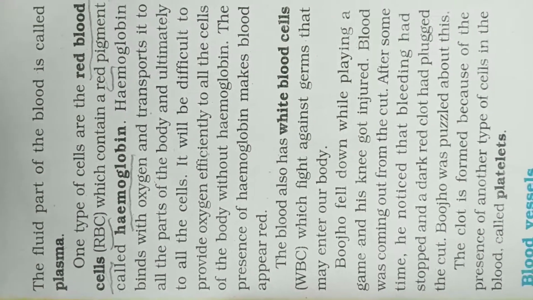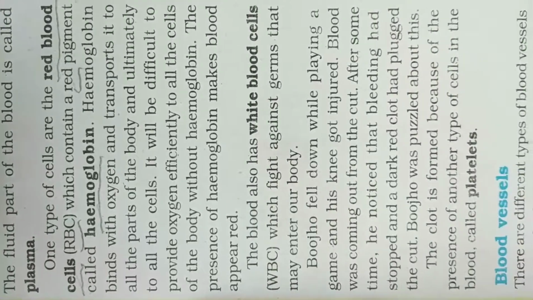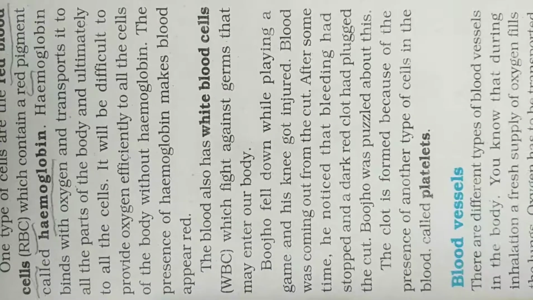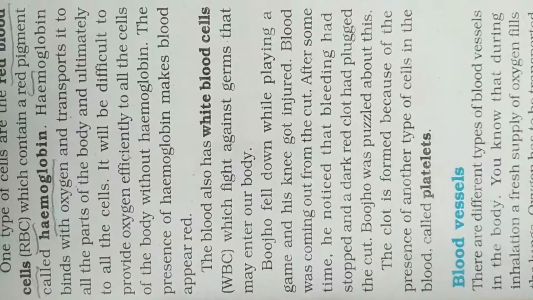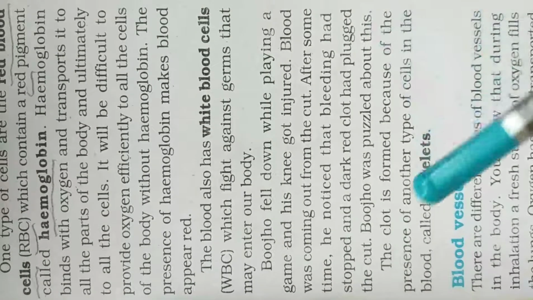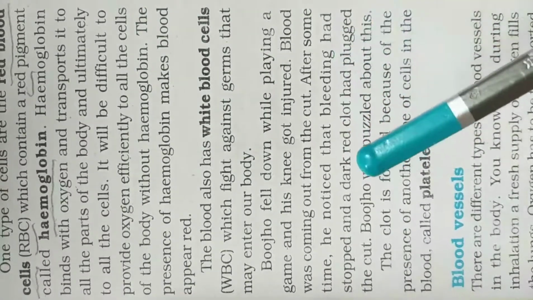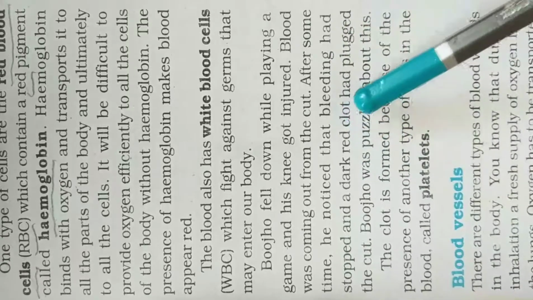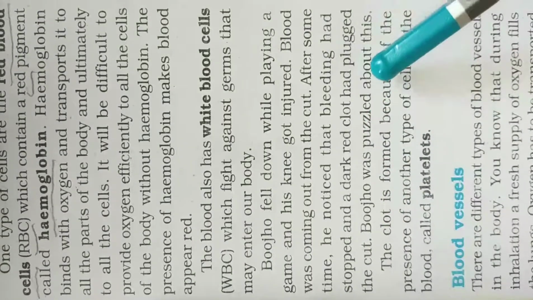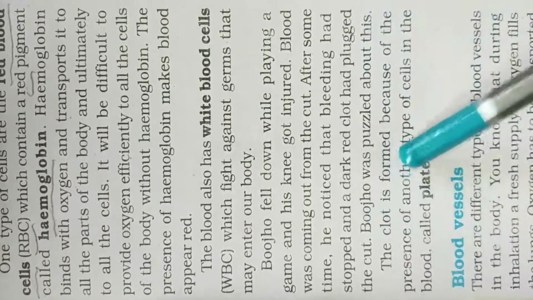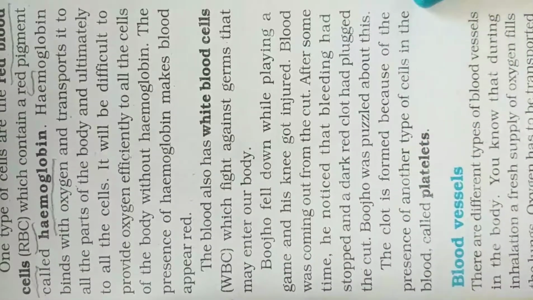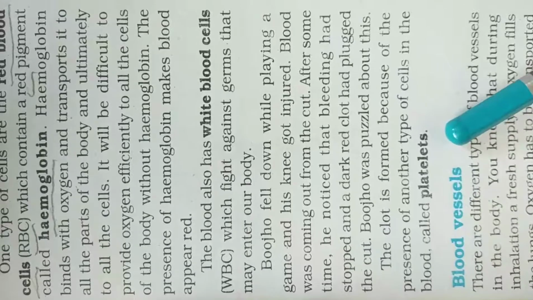Bujo fell down while playing a game and his knee got injured. Blood was coming out from the cut. After some time, he noticed that bleeding had stopped and a dark red clot had plugged the cut. Bujo was puzzled about this. The clot is formed because of the presence of another type of cell in the blood called platelets.